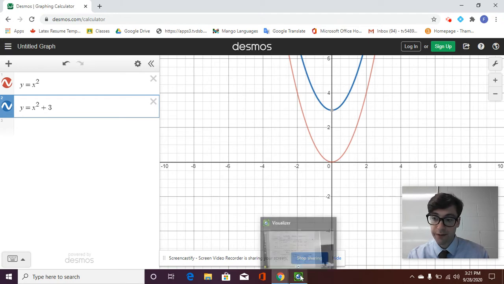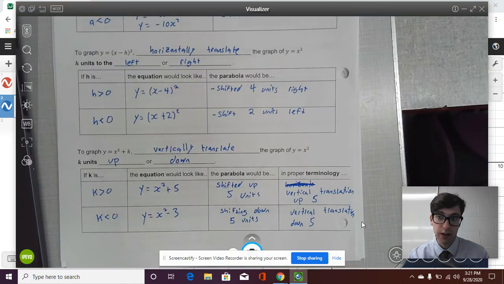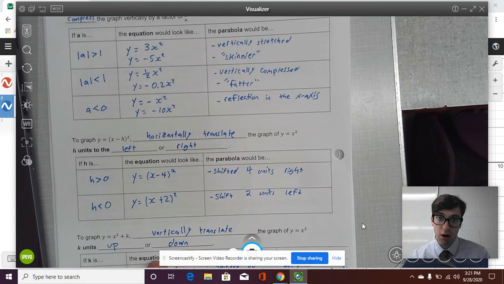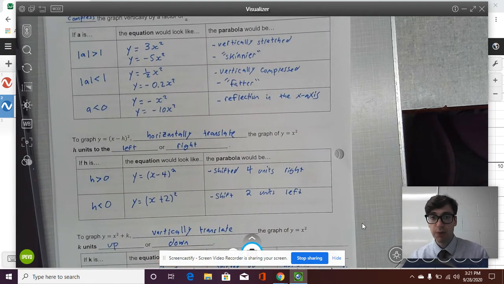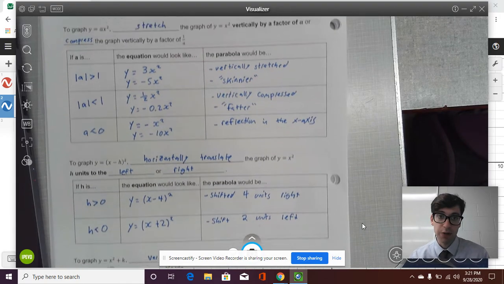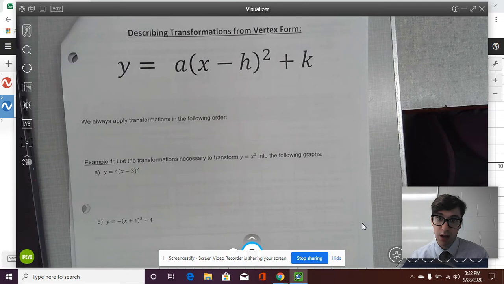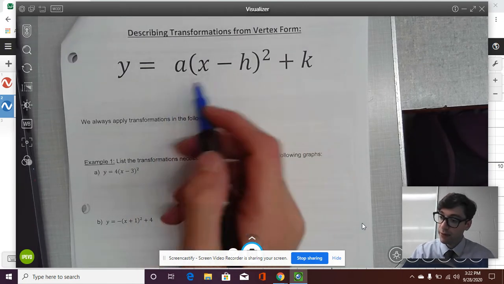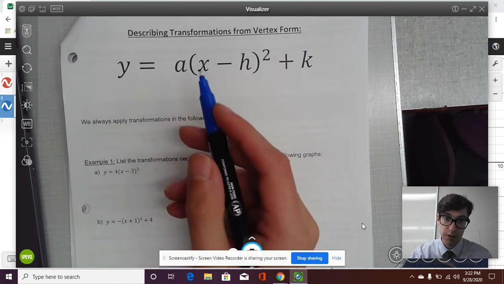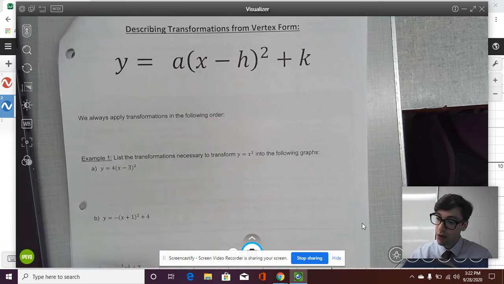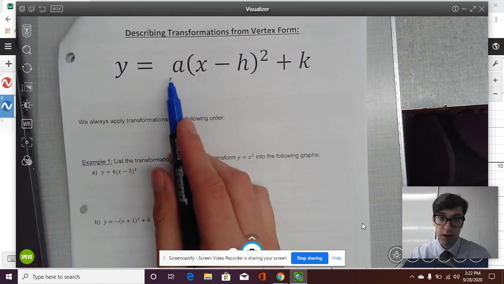So those are our transformations. It's just another way to think of vertex form. A, H, and K are all shifting, transforming, moving that original parabola, which is always y equals x squared. So we're going to put this all together. We're going to take parabolas in vertex form, and we're going to describe the transformations that have been applied to them. We're always going to apply translations in order of left to right.